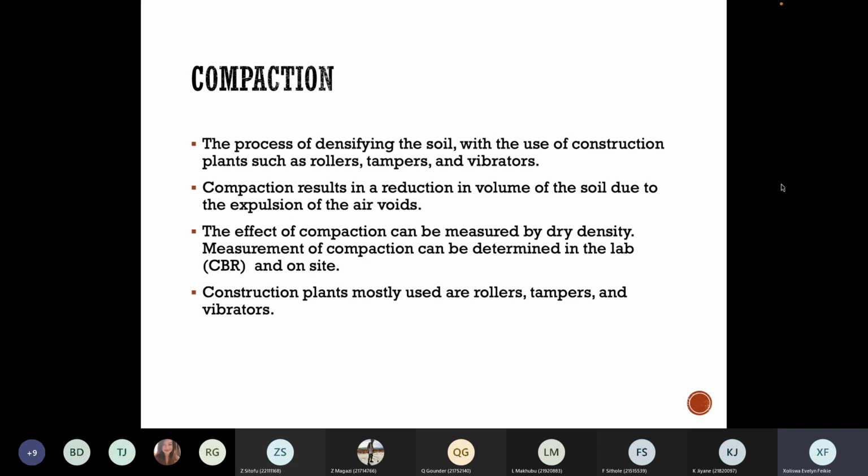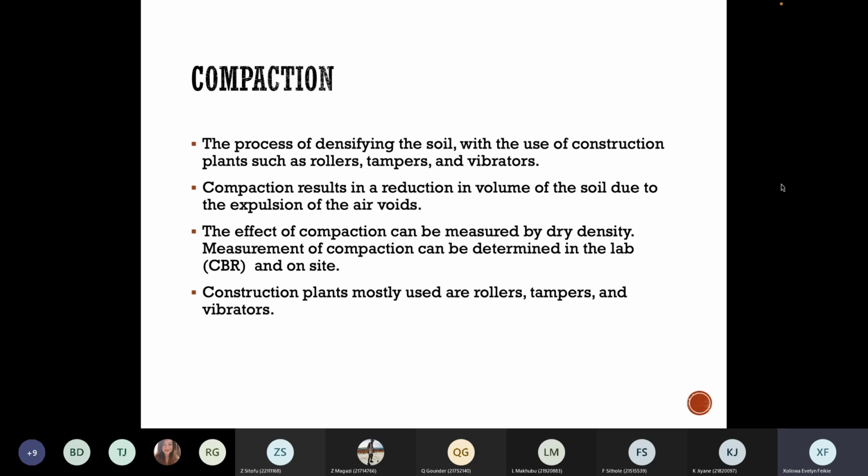Measurement of compaction can be determined in the lab using the CBR and on site. So we have different ways we can determine the compaction. One of them is when you determine the optimum moisture content and the maximum dry density. Note that when they refer to the compaction, they will also say it can be measured by the dry density. It's a test that we are also going to do in the lab.